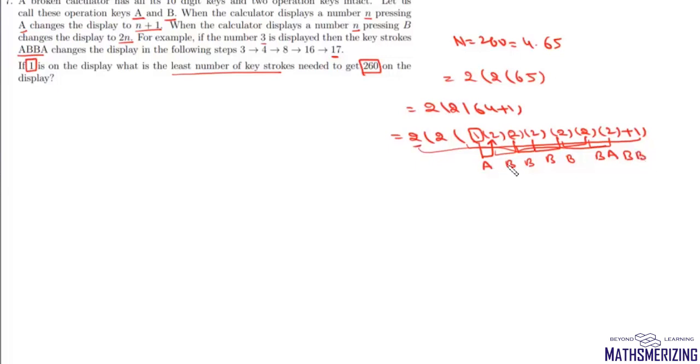So one of the orders of keystrokes could be A, and then 5 times B, and then A, B, B, which makes it 9 strokes. So the least number of keystrokes that is needed to get 260 is simply 9. So the answer to this question is 9. And we can achieve this result in 2 different ways. This is one of the ways, and if you try it out yourself, you'll find another way also.